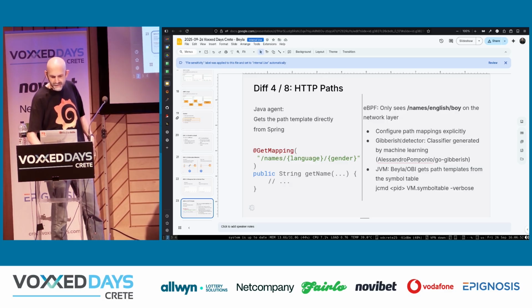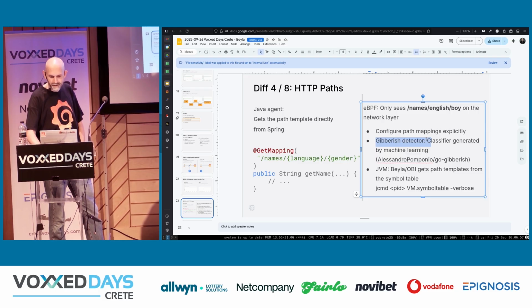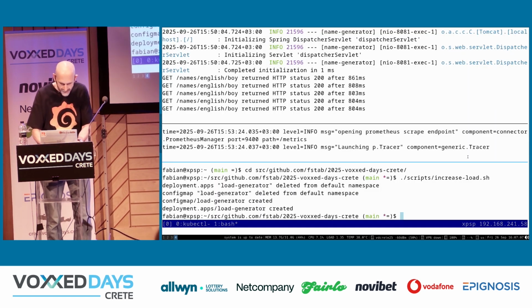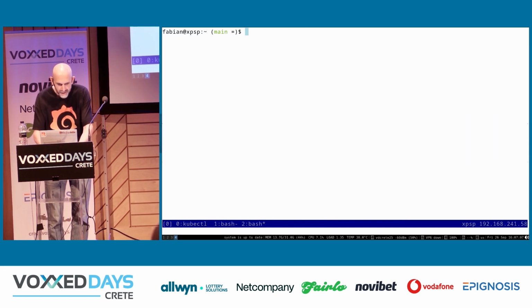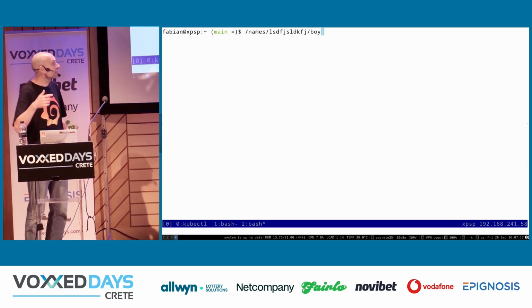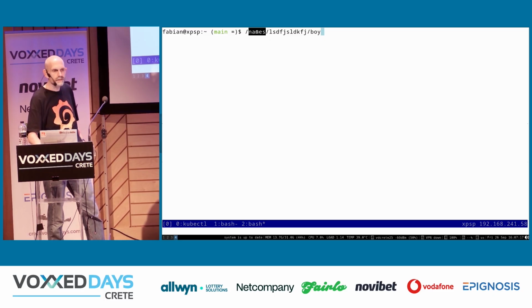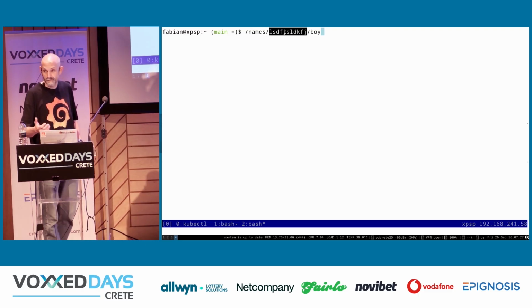One thing that is on by default is what we call the gibberish detector, which is in this GitHub repository here. It's actually kind of a machine learning thing. So if somebody calls a path like names and then maybe some unique identifier and then a word again, it's a machine learning classifier that learns that this combination of characters looks like an English word, and this combination of characters does not look like an English word.